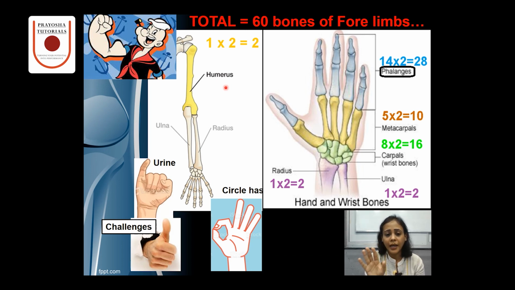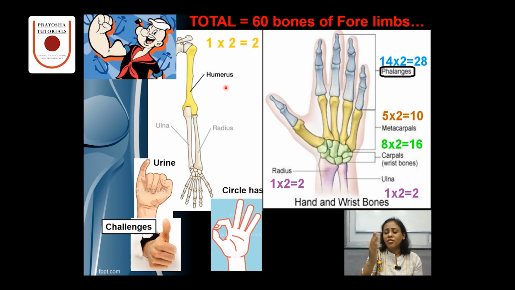Now, how to remember ulna and radius? When we have to go for urination, we show our little finger. So, U for urine and U for little finger. So, on the little finger side of the hand, you have the ulna. And on the other side, if you have to make a circle, you have to use your thumb. Without your thumb, you cannot make a circle. So on the thumb side, the bone which is present in your arm is called the radius, because a circle has a radius. So that way we can easily remember which bone is present on which side.